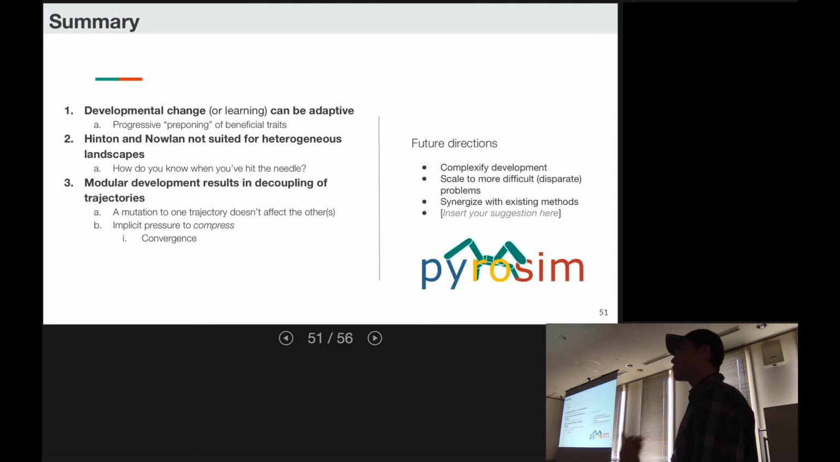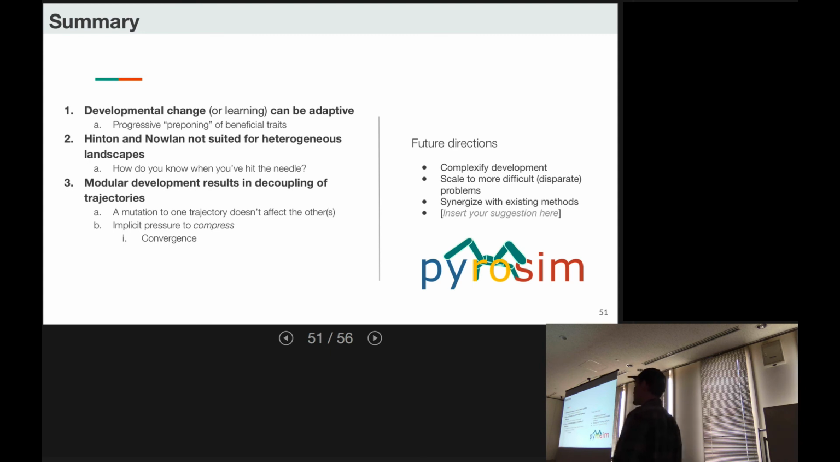Okay. And then for future directions, we hope to complexify development, use more complex learning rules or developmental programs. We want to scale this to more difficult and disparate problems, something different than just phototaxis, and also hopefully to synergize it with existing methods like developmental compression, or maybe expanding on Fernandez's paper and allowing for different sets of learning parameters for different tasks, and hopefully get this kind of convergence that we see here.